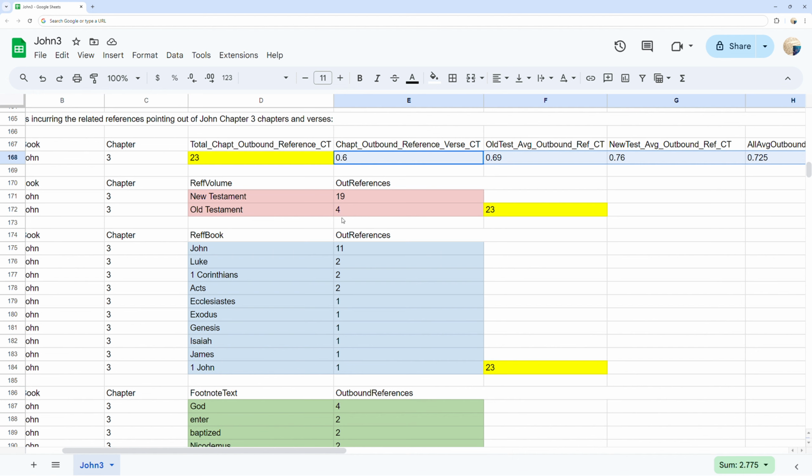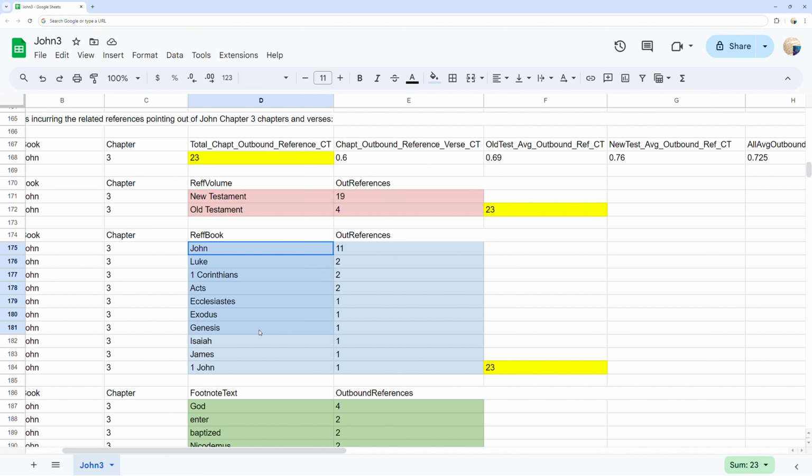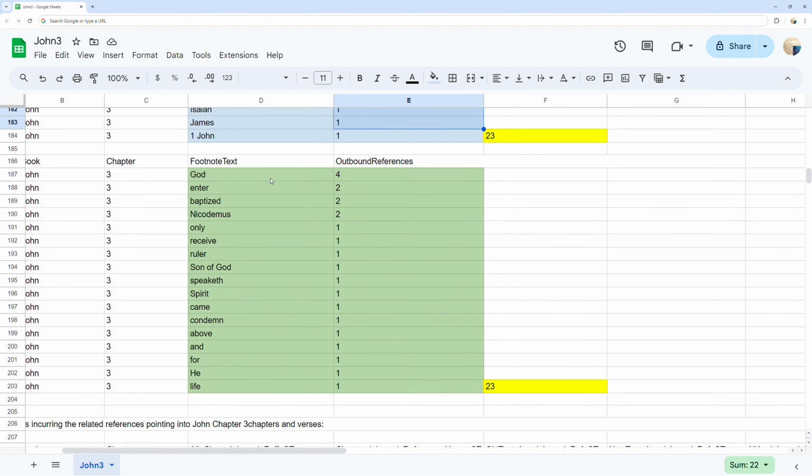In red, you can see the out references by destination of either Old Testament or New Testament ordered by counts. In blue, you can see 10 out references to the destination Bible books John through 1 John ordered by counts. In green, you can see 17 words in John chapter 3 that incur the related outbound reference counts to other Bible verses ordered by the count used.